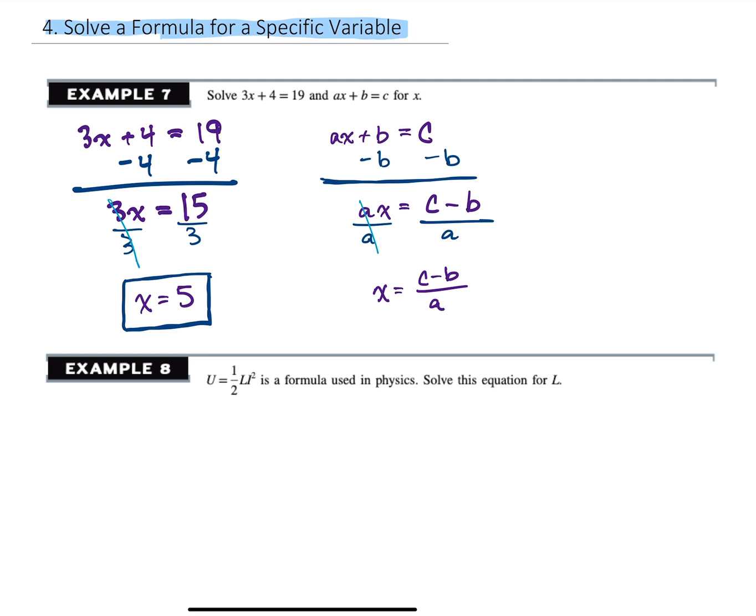There's another way we could state this answer. If you have an addition or subtraction over a single denominator, you can split it up into two different fractions. Like instead of saying c minus b over a, we could say that x equals separately c over a minus b over a. You can split it up like that. So these are two equivalent answers. And you may like one form more than the other.